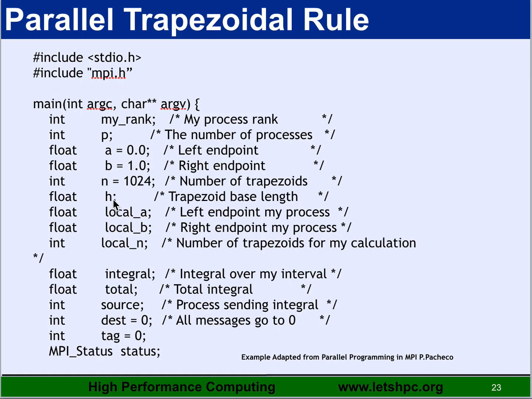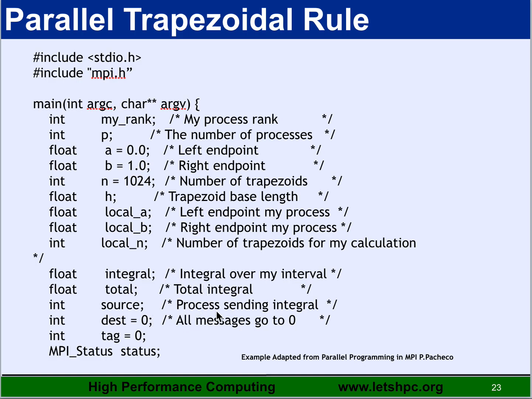So this is fixed for all the trapezoids. So the height is going to change. The base is fixed, and then we can calculate the local a and local b and the local n, the number of trapezoids for a particular process, and then you can find the integral for a given process, and then the total integral can be found by summing all the local integrals.